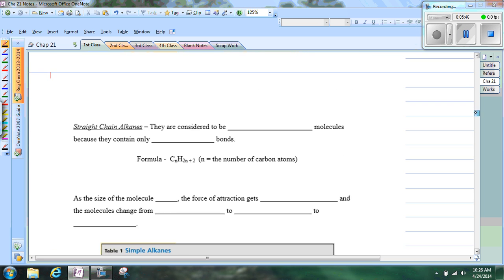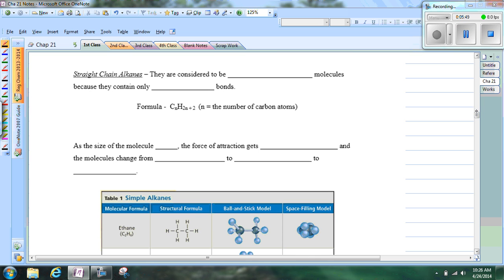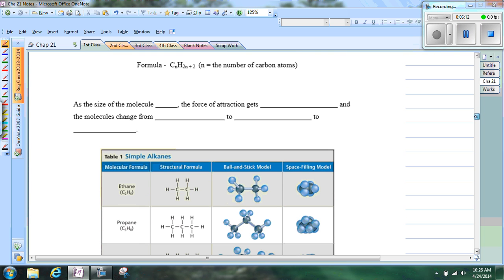The first type of hydrocarbon we're going to look at is what we call a straight chain alkane. It's a straight chain hydrocarbon. They are considered to be saturated because they contain only single bonds. There's a formula for the alkanes, which you won't have to memorize because I'm going to show you where to find it in a few seconds.